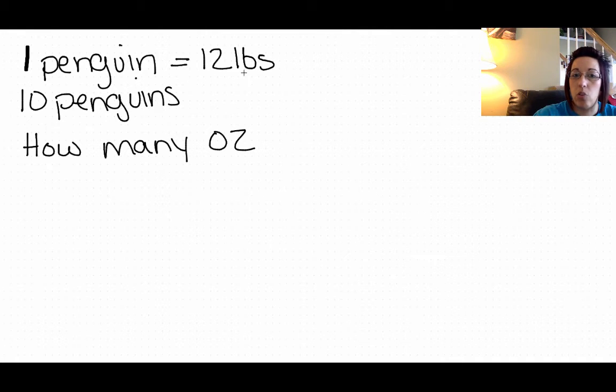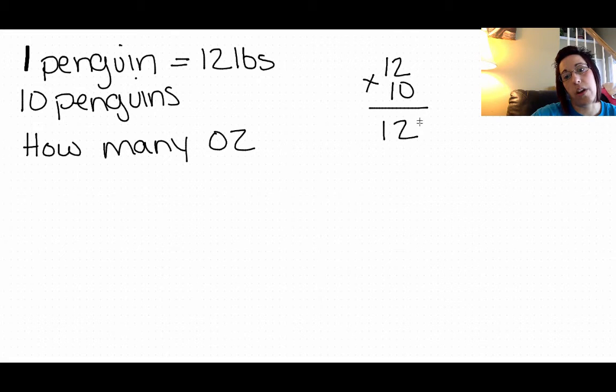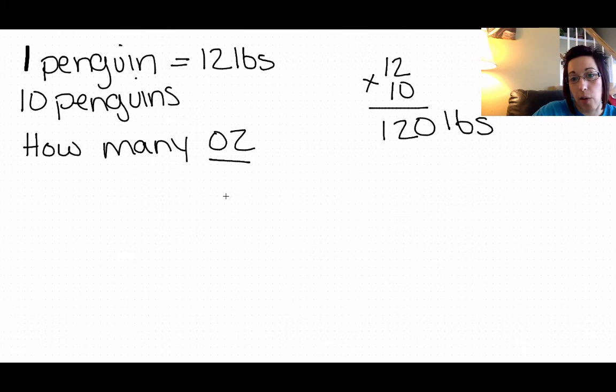One penguin is 12 pounds, so 10 penguins times 12 pounds. 12 times 10 is 120. So we need 120 pounds of fish for one day. But we want to know how many ounces that would be. Well, there are 16 ounces in 1 pound. So we need to take 16 times 120.